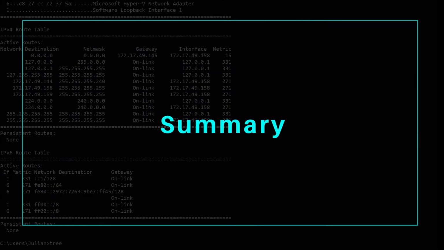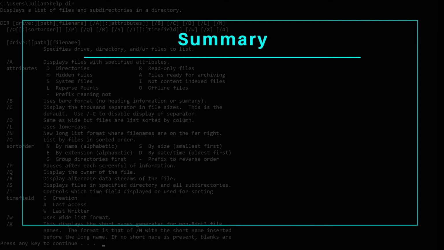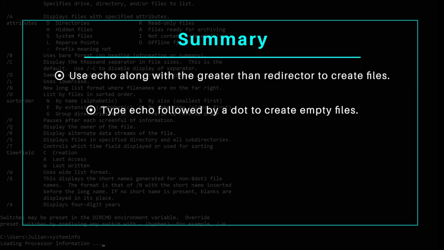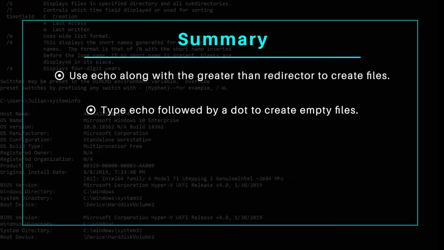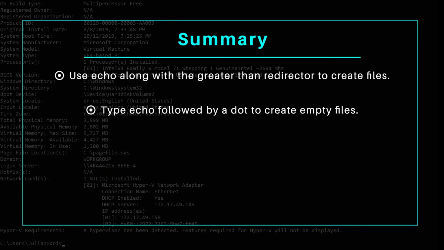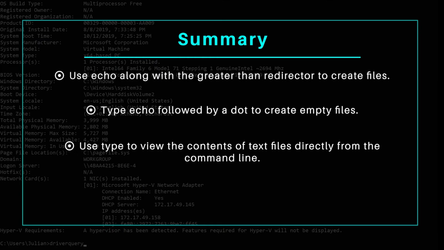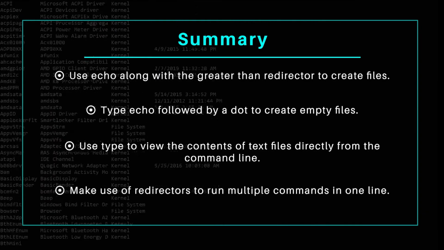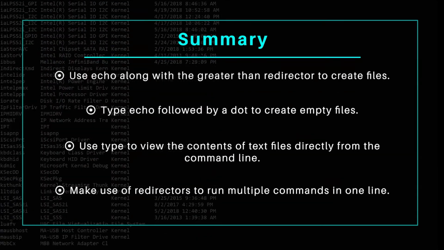Summary. Use echo along with a greater than redirector to create files. Type echo followed by a dot to create empty files. Use type to view the contents of a file directly from the command line. Make use of redirectors to run multiple commands in one line.